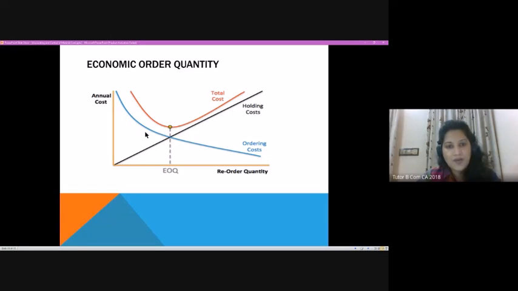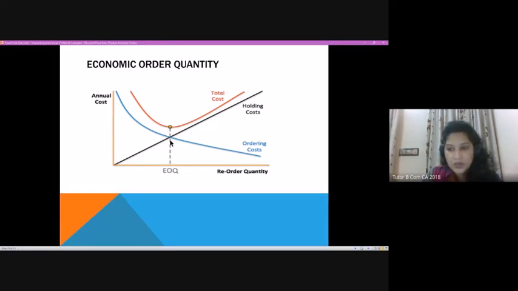Diagrammatically, it is the point where the lines of holding cost and ordering cost meet when plotted on a graph. On the vertical axis you can see the cost being plotted, and on the horizontal x axis you can see the quantity being plotted. When both meet at a point, that point is what we call EOQ, economic order quantity. Right.